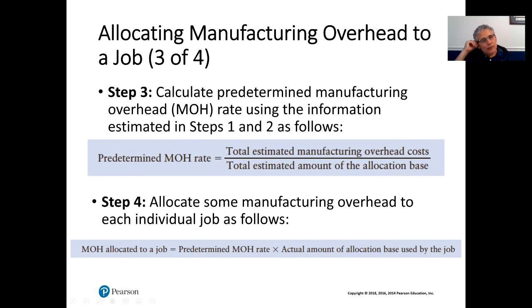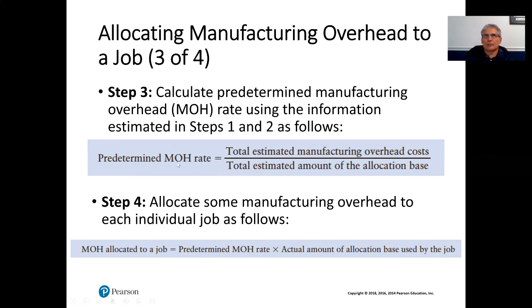So we're going to come up with a rate, and the way we come up with this rate is we take our total estimated manufacturing overhead costs. That's the budget. That's what we talked about 10 seconds ago. And we're going to divide that by this allocation base, this driver, whatever we come up with. Hang on to that. When we come to it, it'll make a lot more sense. But just start to remember that we're going to come up with some type of manufacturing overhead rate.